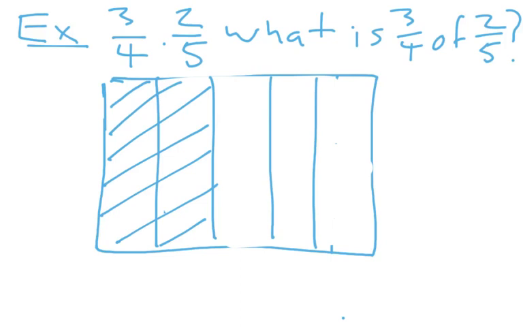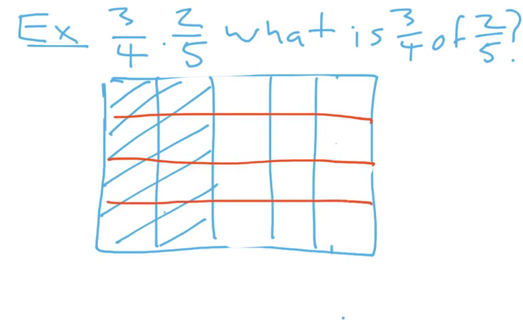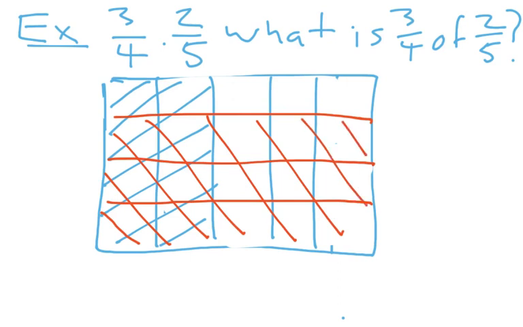Now I need to think about what is 3/4 of that. A way to represent that would be, imagine taking the same rectangle but dividing it into 4 pieces horizontally, and picking 3 of those. The fraction 3/4 would look like that. 3/4 of 2/5 would be exactly where the area I've shaded in blue and the area I've shaded in red would overlap. That would be these areas.